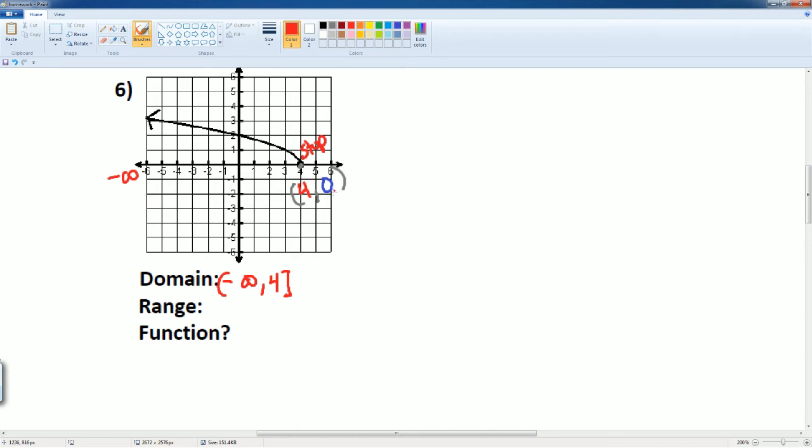The range, the smallest y value that you see here is 0, and you move your head up and it goes all the way to infinity. We have to close it at that 0 and open it at that infinity. Lastly, we can draw that line straight down. Let's see if I can draw that line down. Yep, there you go. And yes, it is a function.